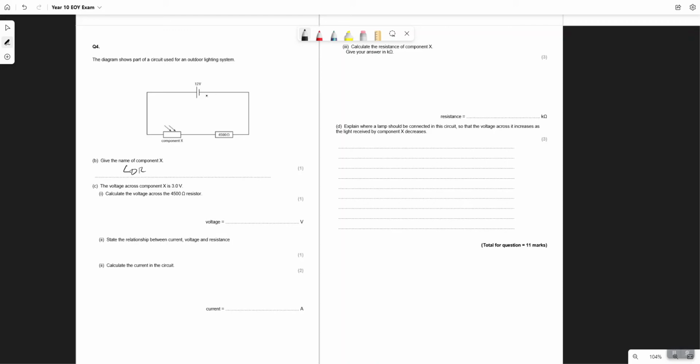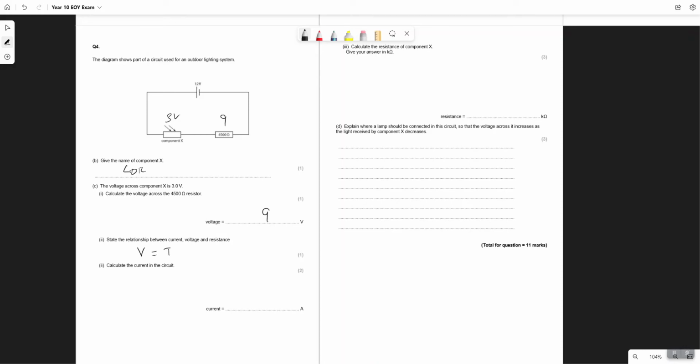So let's think about what this would mean. We have a 12-volt battery. We have 3 volts here. So therefore, how much do we have here? Well, voltage in series splits. So if we use 3 here, we would need 9 there. So that's 9 volts. State the relationship between current, voltage, and resistance.